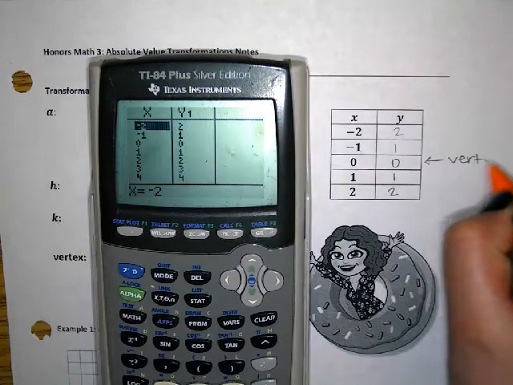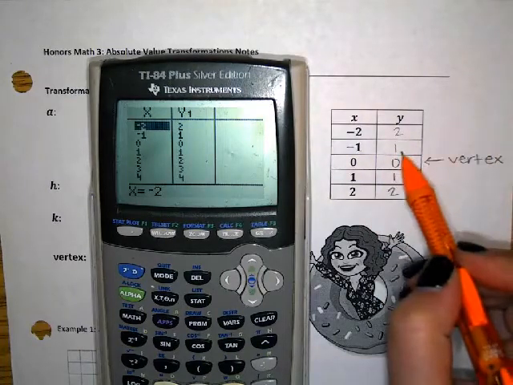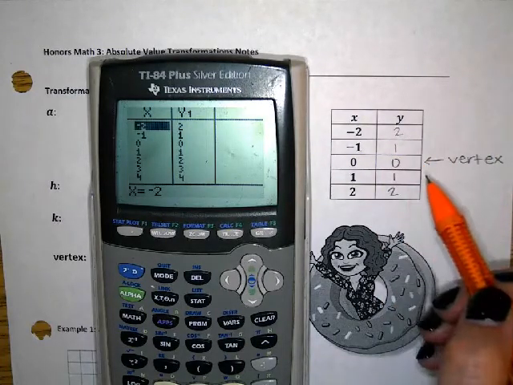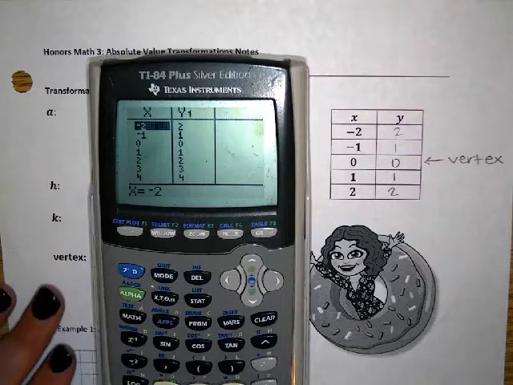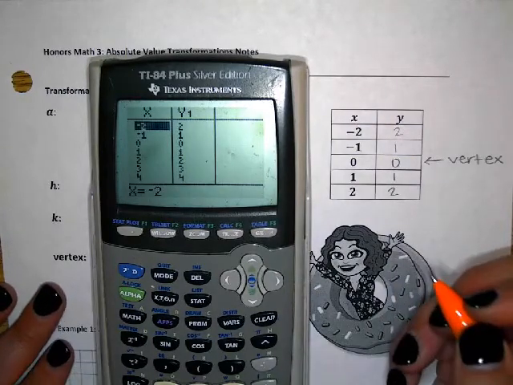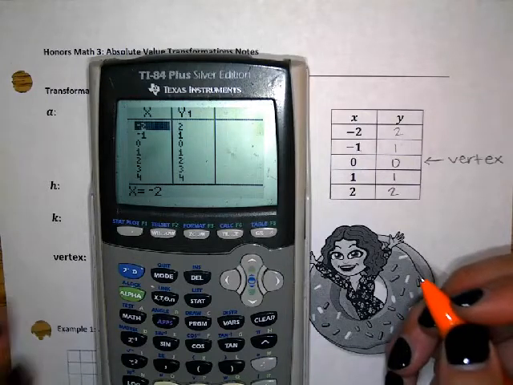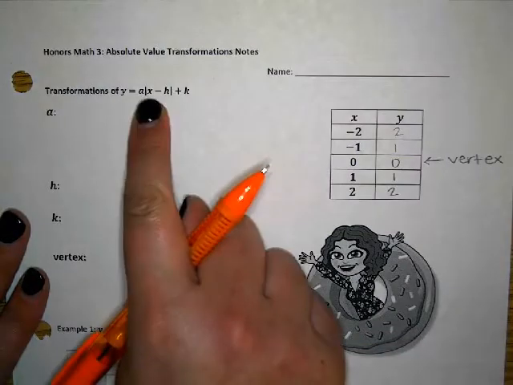And so when I graph these, I always want to find the vertex and then 2 points to the left and 2 points to the right. About 5 points is going to be perfect for us to make sure we can always graph and see enough information. So this was a very simple absolute value graph. It didn't have any transformations. So I do want to talk about the transformations.